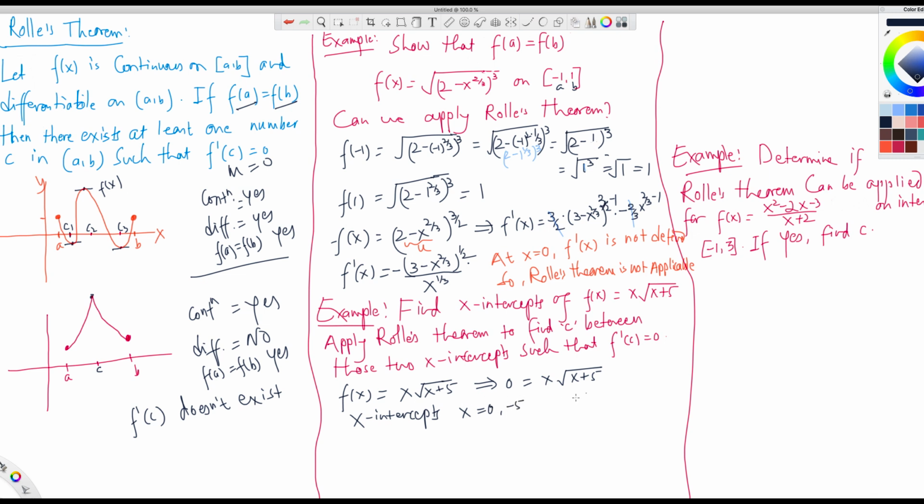So you want to use Rolle's theorem in the interval -5 and 0. You see that? This is the interval. It says apply Rolle's theorem to find c between those two x-intercepts. So we are applying Rolle's theorem in this interval, okay? To apply Rolle's theorem, we check the three conditions. So let us check that. The first condition is that the function f(x) is continuous.